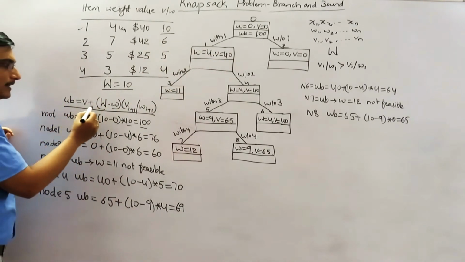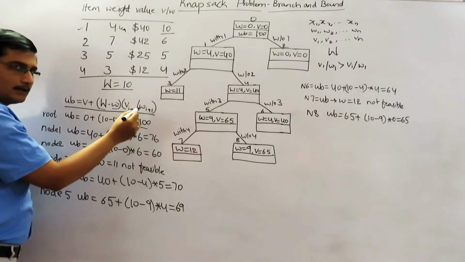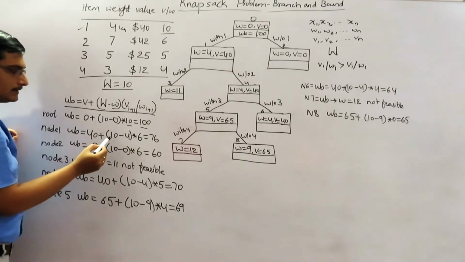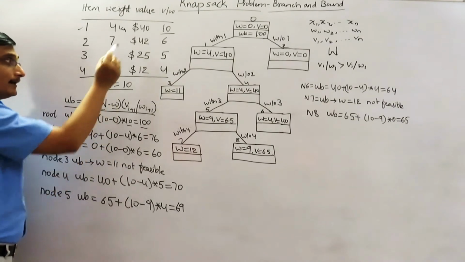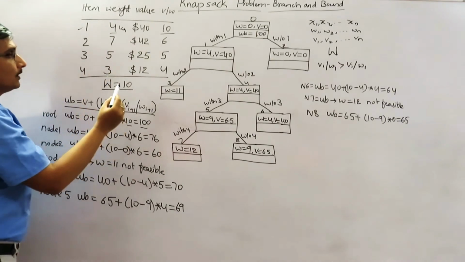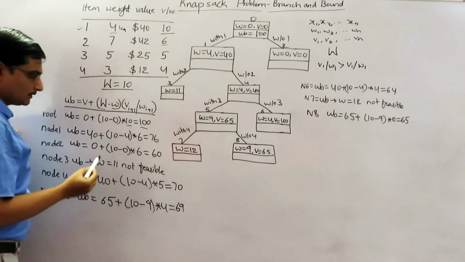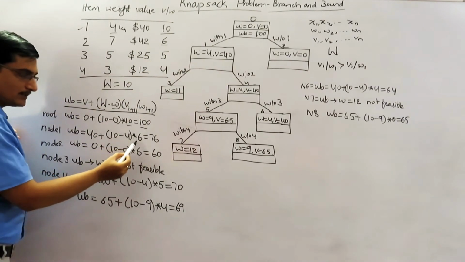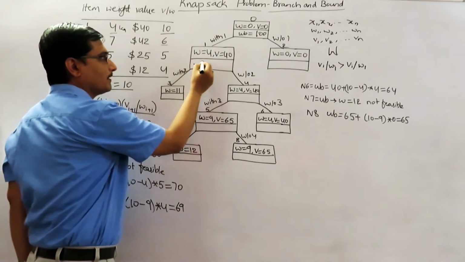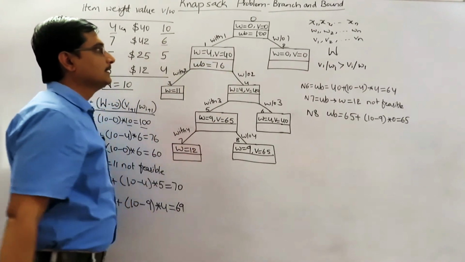The upper bound is equal to v plus (W minus w) into v(i+1) divided by w(i+1). So the value of the first item is 40, plus the capacity of the bag, 10, minus the weight of that item, 4, into the value to weight ratio of the next item to be included, that is 6. So 10 minus 4 is 6, 6 into 6 is 36, 36 plus 40 is 76. So the upper bound for inclusion of the first item is 76.